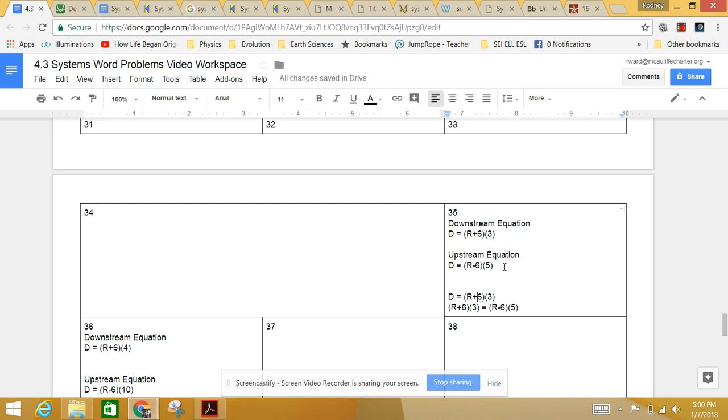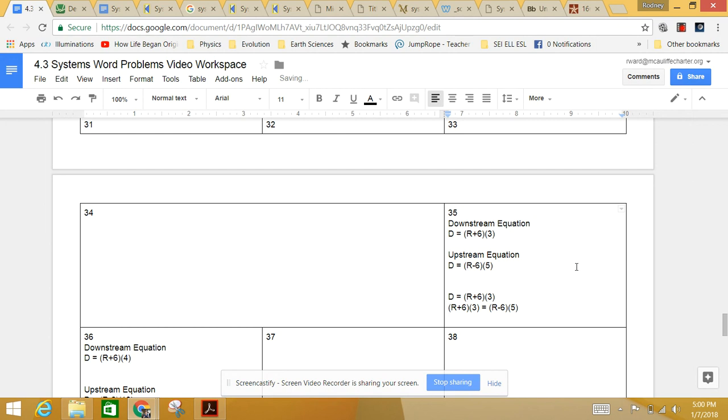Now my next step is to distribute the 3. I'm going to multiply 3 times everything here on the left. So 3r plus 3 times 6 is 18. And that's going to equal, I'm going to distribute the 5 over here, 5r, and then 5 times negative 6 is negative 30. So I've got 3r plus 18 equals 5r minus 30. R, again, is the speed in still water.